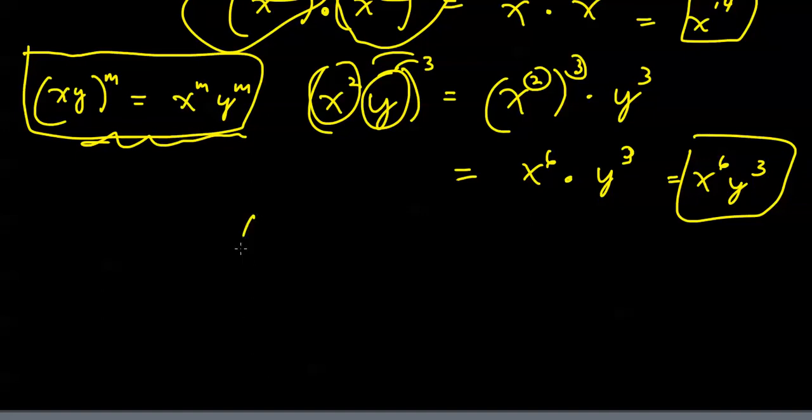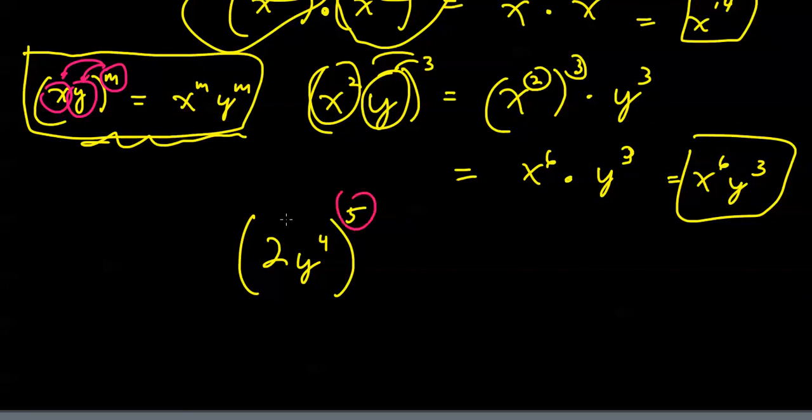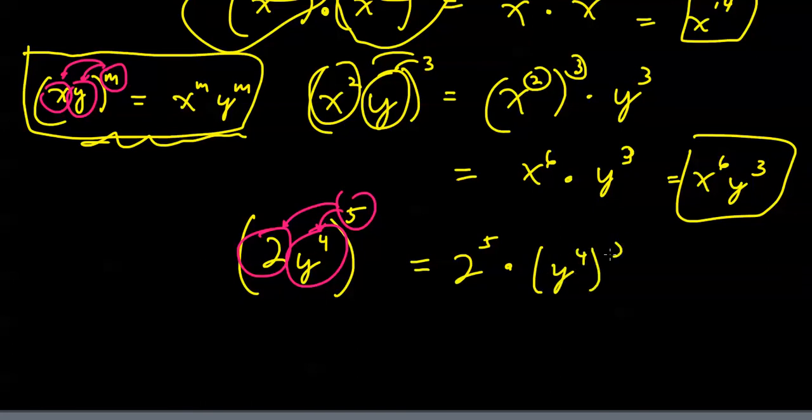Try another one here. Let's say I've got 2 y to the 4th power in a base, in turn raised to the 5th power. Well, the rule says if you've got a product to a power, I can distribute that exponent over all factors of that product base. What I'm going to do here is apply that 5th power individually on 2 and y to the 4th power, and then multiply the result. Well, let me write that out. This is equivalent to 2 to the 5th times y to the 4th to the 5th.